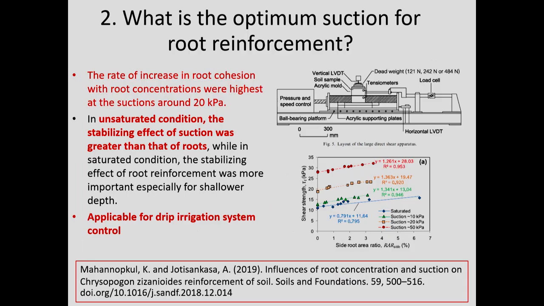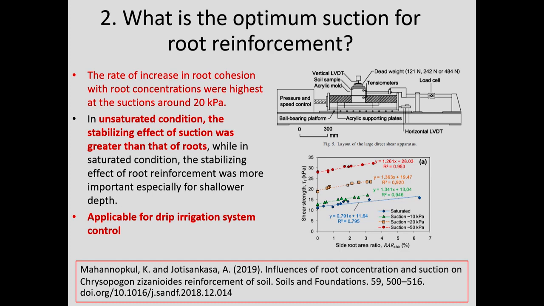Next, please. So another thing is about the optimum suction, because if you want to maximize the benefit of the roots, we can try to introduce some drip irrigation system. So this is an example of the test that we did to quantify the optimum moisture condition. We did some shearing tests on the vetiver reinforced soils, and at different moisture conditions, we find the optimum value of suction is around 20 kilopascals. So this is a condition that is not too dry and not too wet.